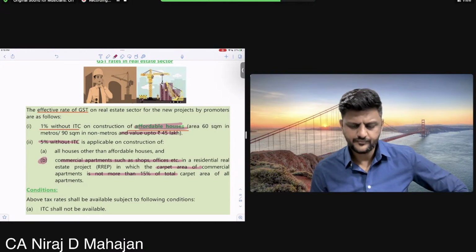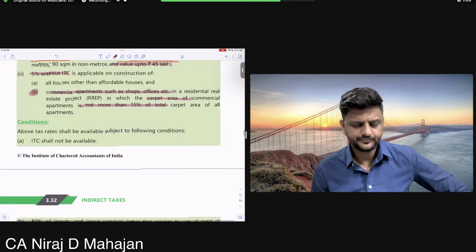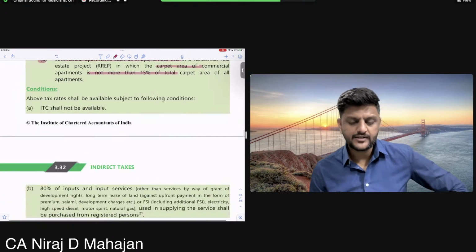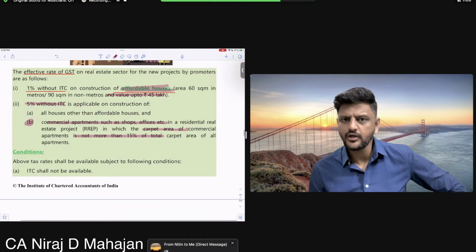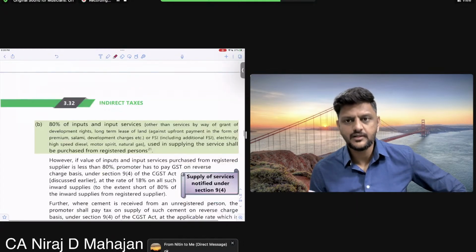5% without ITC. Okay. The tax rate shall be available subject to the following condition. ITC shall not be available in both the cases, children. ITC is not available, right, but the rate is less.